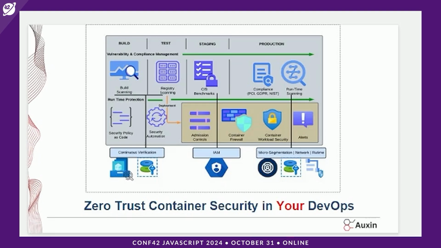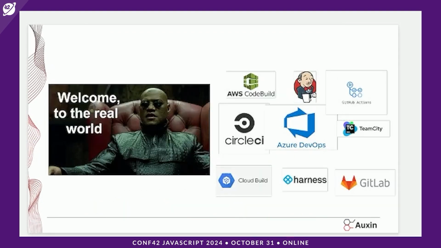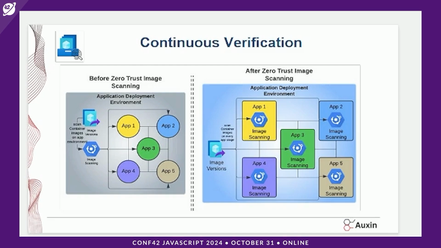We have runtime protection. This is where runtime scanning and real-time alerts are critical for detecting and responding to threats immediately as they happen. By applying the zero trust approach across the life cycle from build to production, we can ensure continuous security, protecting our microservices, infrastructure, and data. Let's move to the real world. Here we can compare the before and after zero trust security changes.